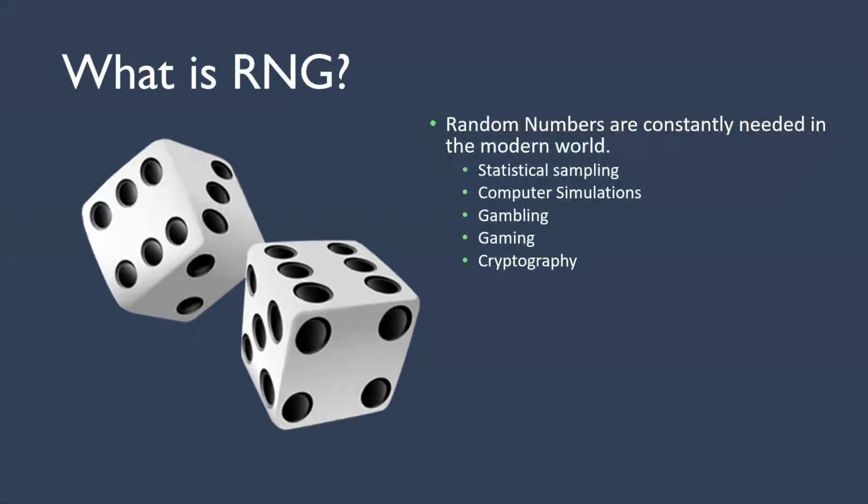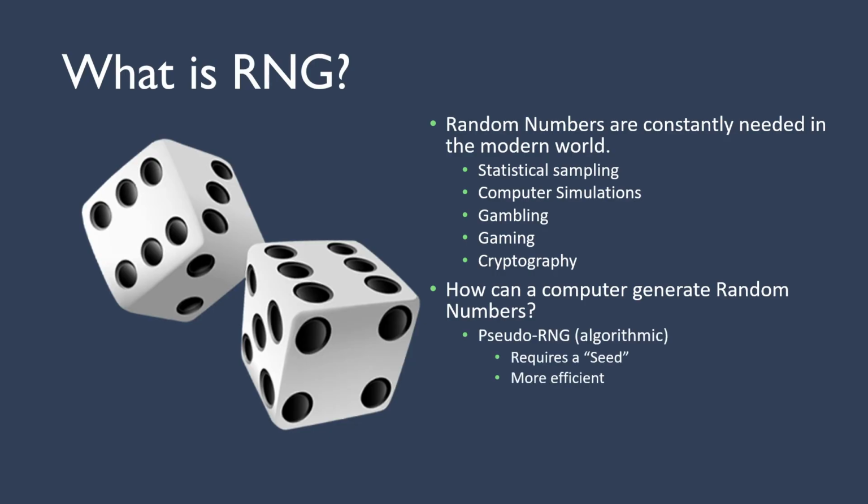But as we know, computers are not good at generating random results. When you give them certain input, they'll give you the same output every single time. So how do we get computers to generate random numbers? There are two different approaches that we combine to generate truly random numbers in our computers. The first is pseudo-random number generation, which is the algorithmic approach. Essentially, we get a random seed and we feed it into an algorithm.